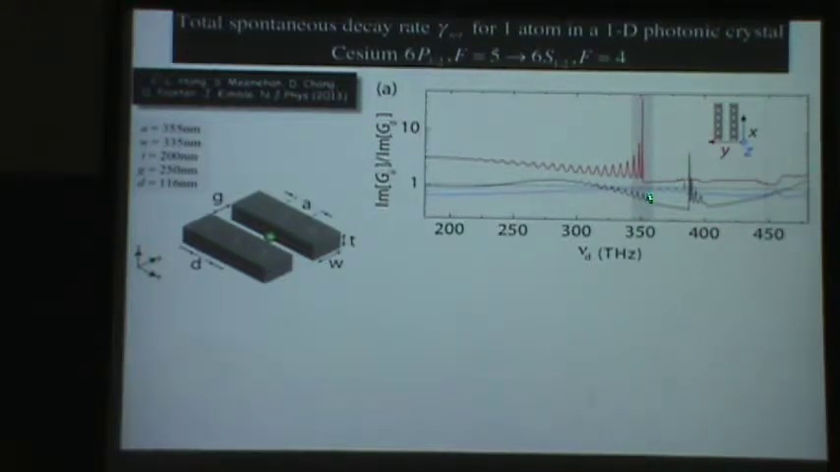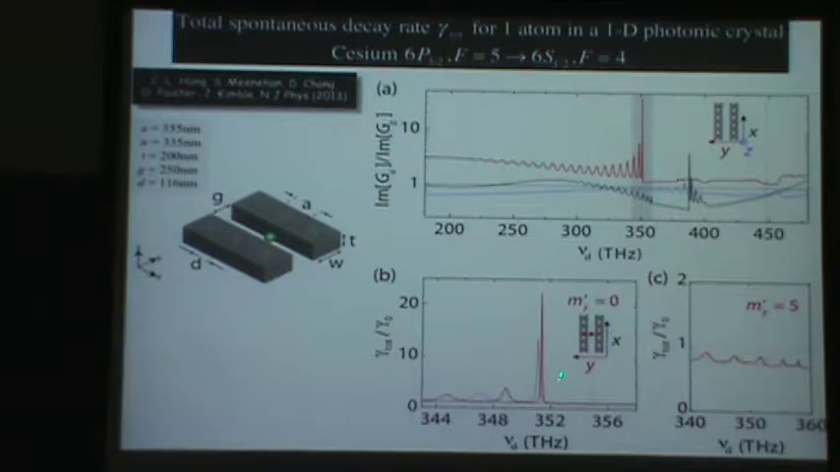Well, the thing you instantly see is this region. And this is the cesium D2 line, but the structure has been built to have a bandgap. So all of these things are bandgaps: this bandgap for the TE mode, bandgap for the TM mode. And if you zoom in on this, this is gamma total being enhanced as you approach the atom. And what you see is that for different polarizations and different atomic states, this enhancement is vastly different.